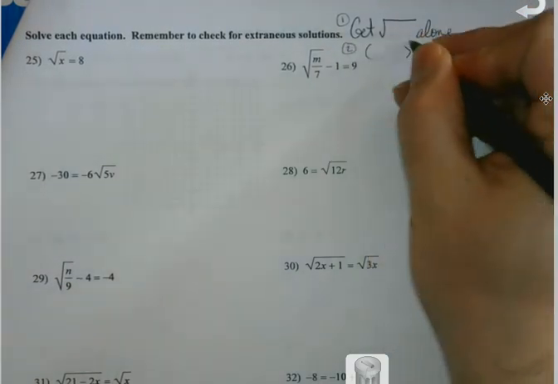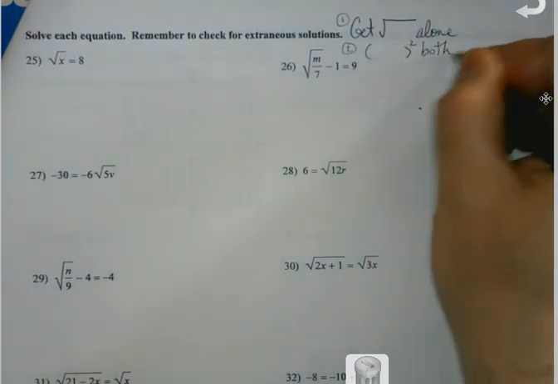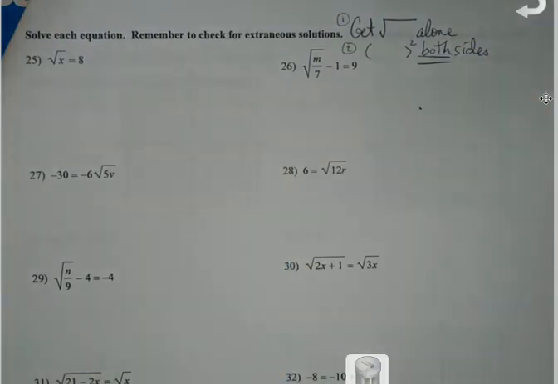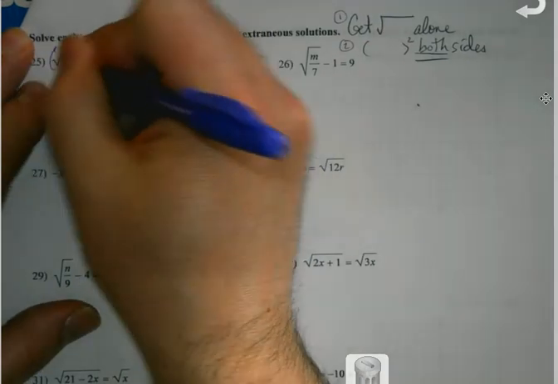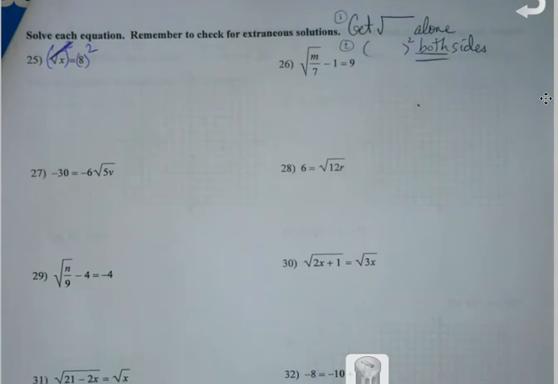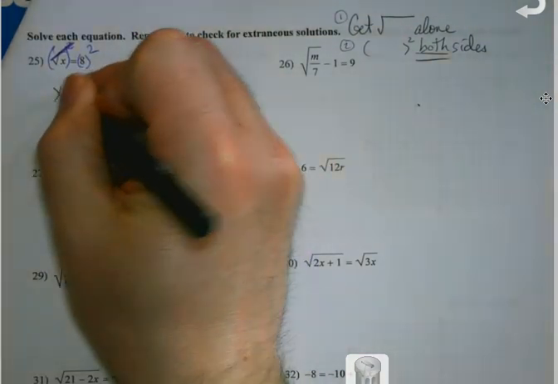Then I need to square both sides. Stressing the both part. Even if there's not a radical there, you square it. That's going to be the key with these. So even if it's something as simple as 25, the radical is already alone, and the squared and the square root are inverses. They cancel each other. Oh, moment of truth.